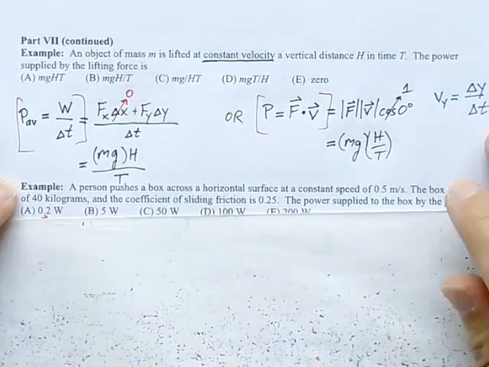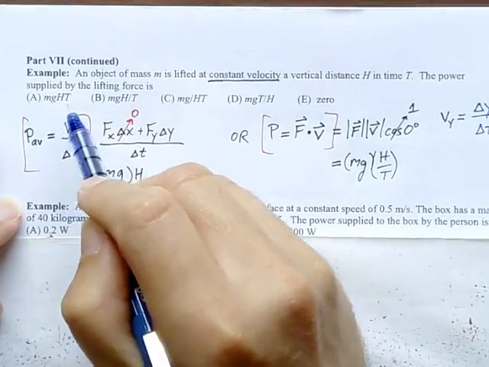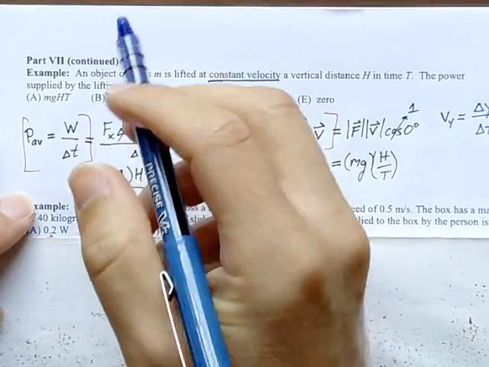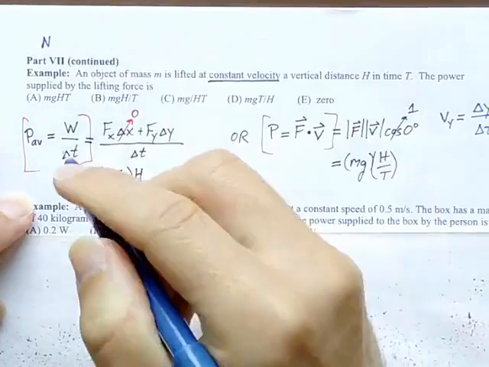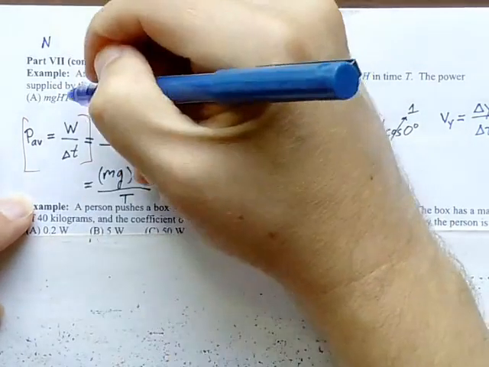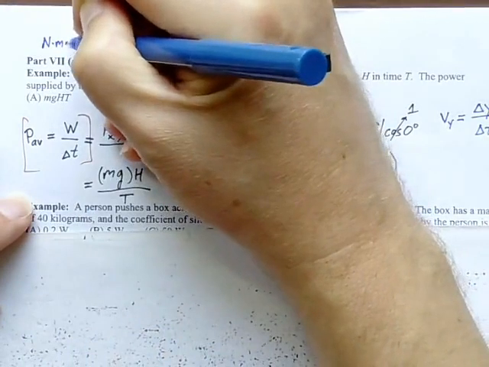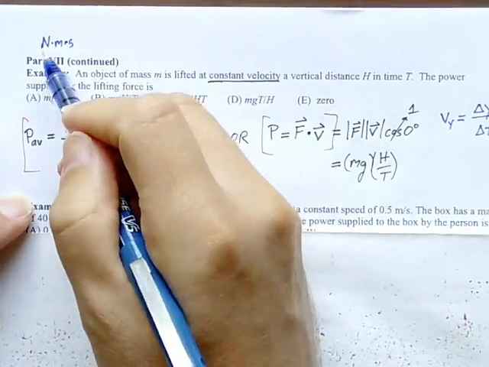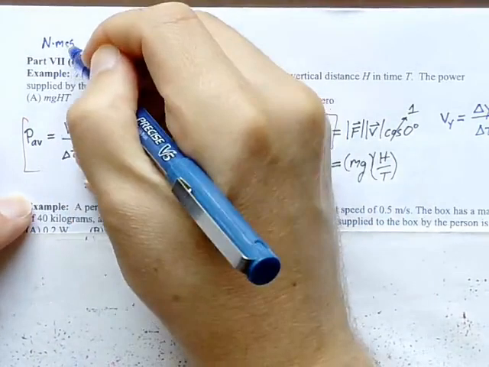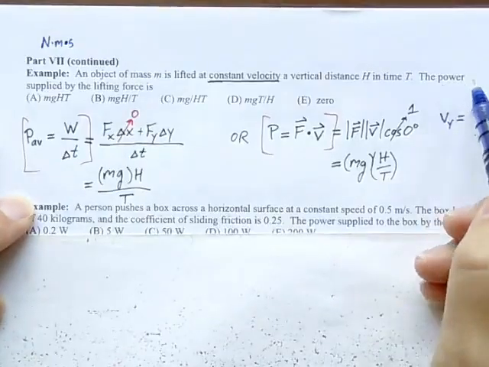For instance, A, we have a mass times little g times the distance times the time. Well, mg we know is a force. So mg is newtons. Multiply that by a height in meters times a time in seconds. And this quantity has units of newtons times meters times seconds. That is not a power. We're looking for a power.